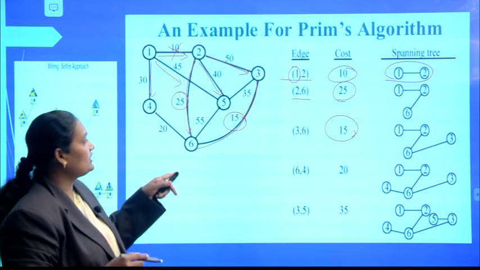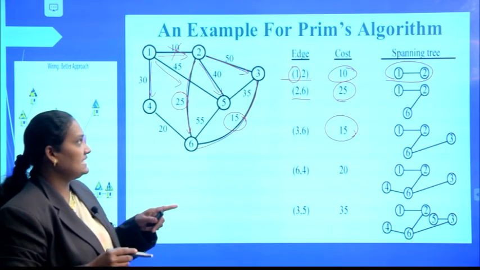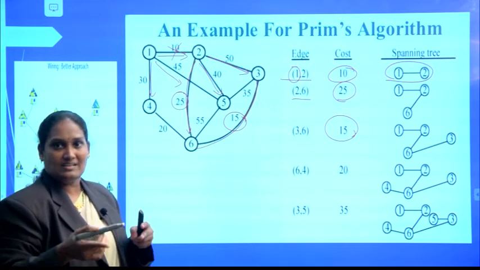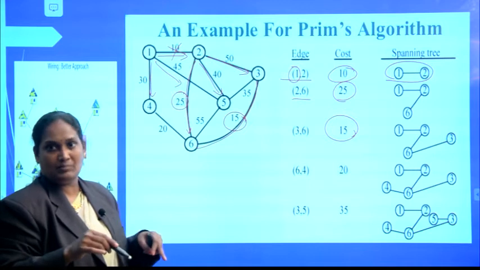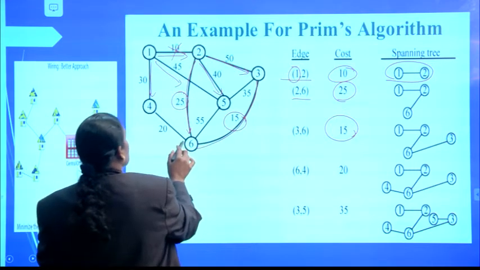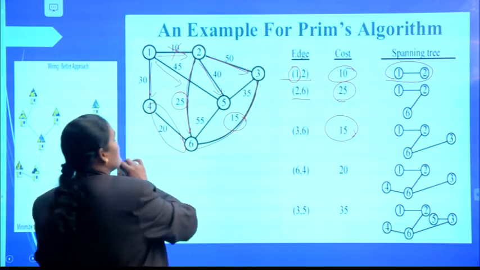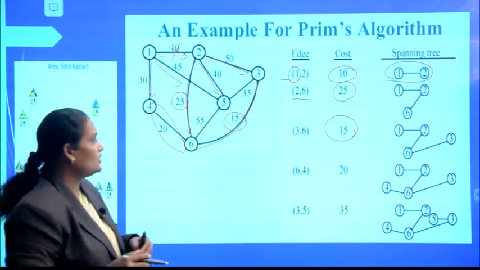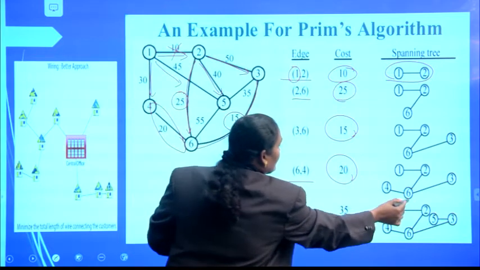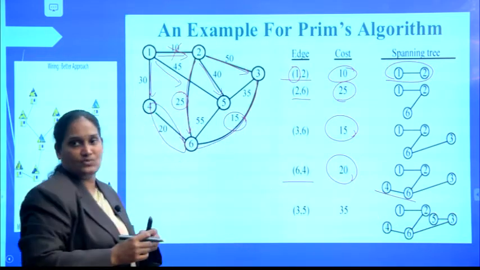So after that we need to consider the edge incident on either 1 or 2 or 3 or 6, which is having a minimum cost. Here the other edge which is incident on 6 having the minimum cost is with 20. So I selected 6, 4 whose cost is 20, and here I added that 6, 4.